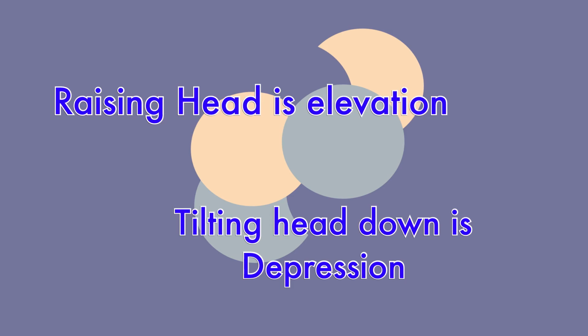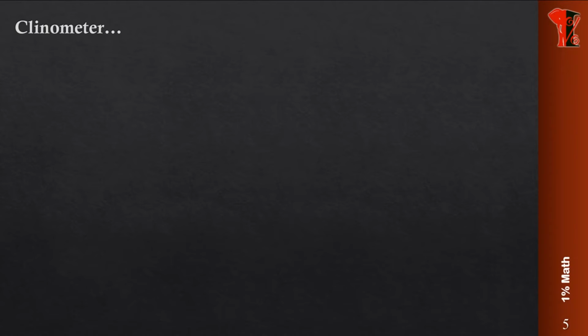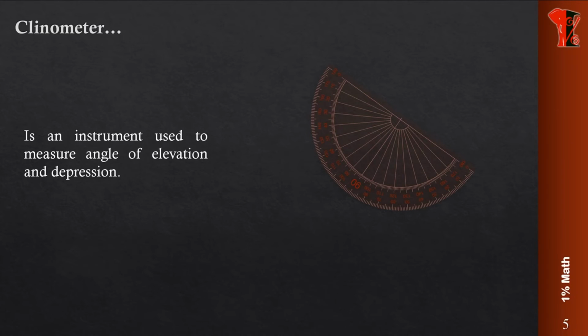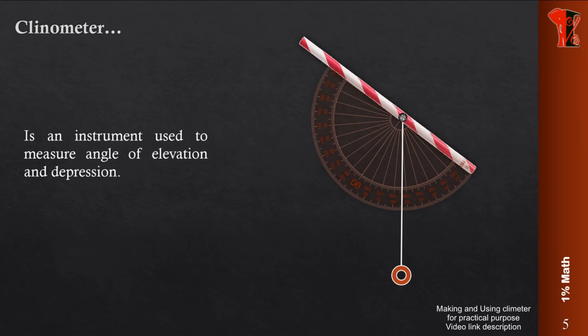So let us continue. One instrument we want to discuss is the clinometer. The clinometer is an instrument used to measure the angle of elevation as well as depression. The instrument contains a protractor, a pipe (we can say a straw), and a freely hanging object. Based on this, there is a video which has been made. You can just watch it. The link is given below.